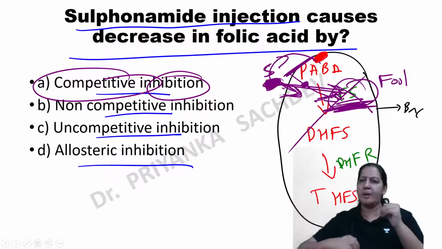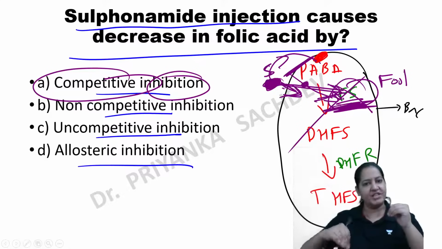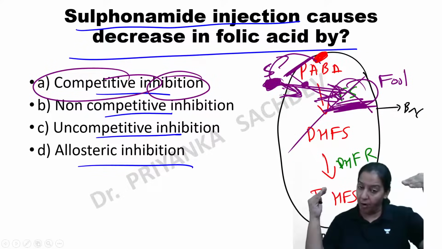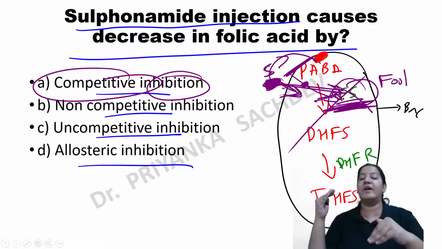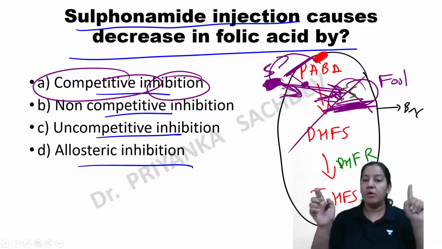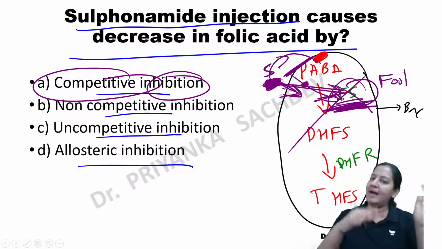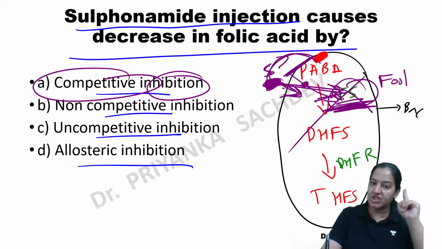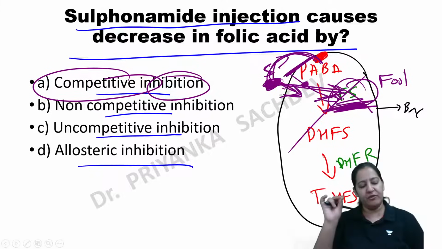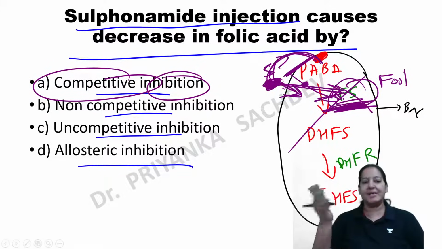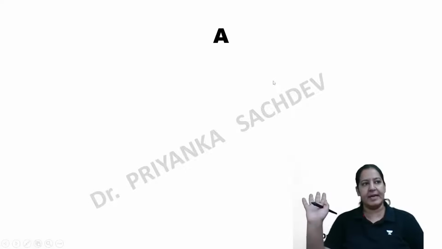If PABA is binding, it is the normal mechanism. It will get converted to DHFA and THFA. But if sulfonamide binds with the folate synthesis, it will be inhibited. To make sure that folate synthesis binds with sulfonamide, not with PABA, we make the sulfonamide tablet with the same structure as that of PABA. So the correct answer here is A.